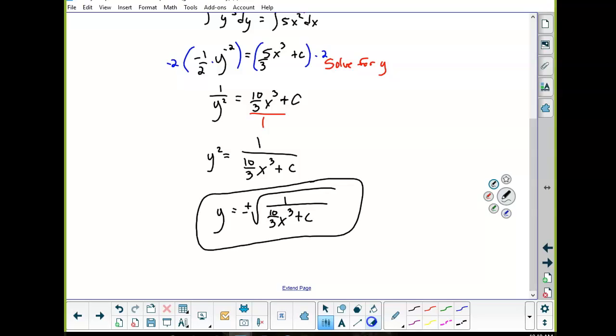Now notice, we didn't have an initial condition. They didn't tell me, here's the point that I have to have. Which means I don't know if my answer is going to be positive or negative when I take the square root, so we do have to put the plus and minus.